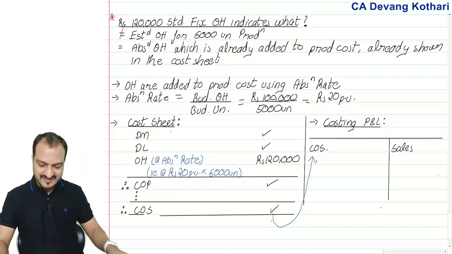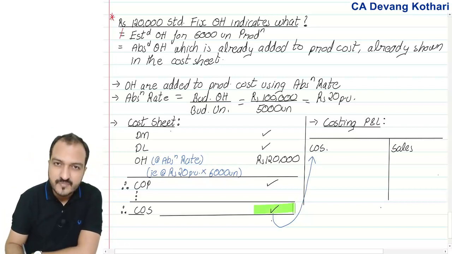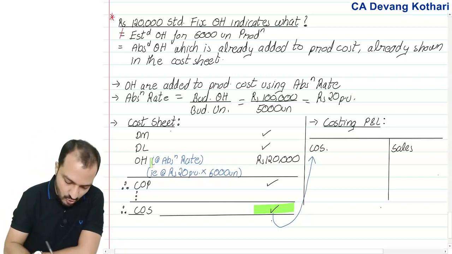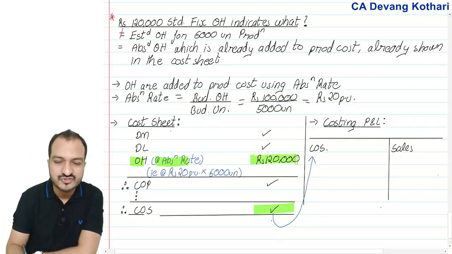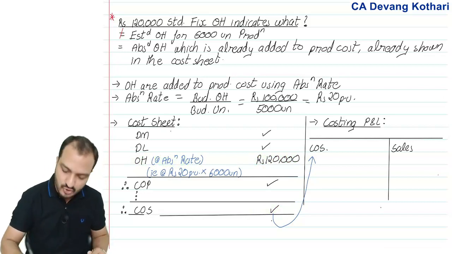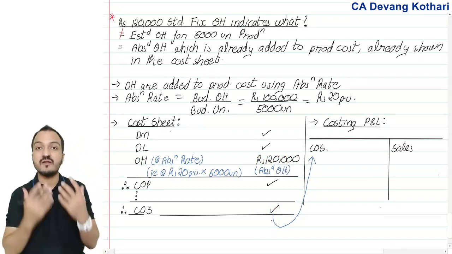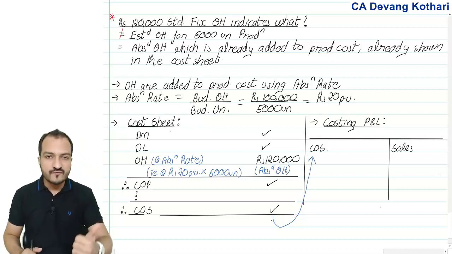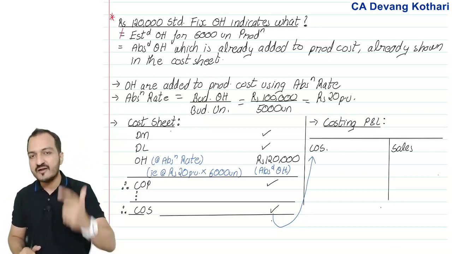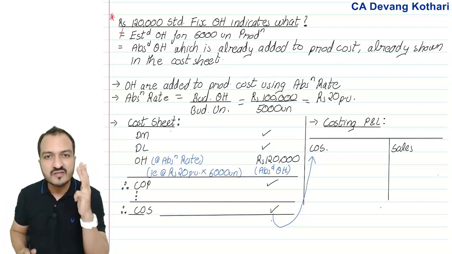So do you notice that my cost of sales contains how much overheads? This cost of sales contains overheads based on absorption rate. This 1,20,000 overheads as per the absorption rate is called the absorbed overheads, or you might call that the recovered overheads. Recovered overheads, absorbed overheads, overheads added to the product cost, overheads added to the cost sheet. All of them are the same thing, right?